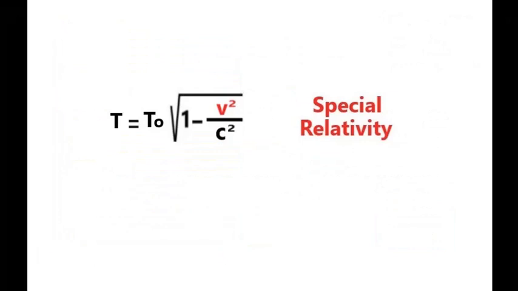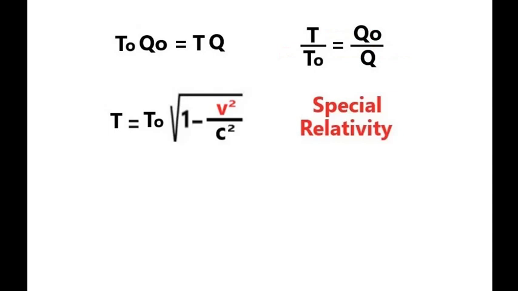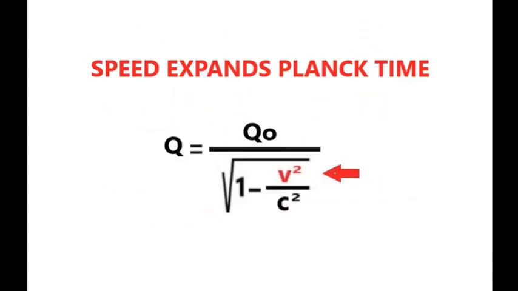Special relativity tells us that the time t of a moving clock is equal to the time t0 when it is standing still, times the square root of 1 minus the speed of the clock squared over the speed of light squared. Since 1905, this simple Albert Einstein equation has been well proven. If we take into account the law of quantum time, t over t0 equals q0 over q. And we have the other way of the formula of the law of quantum time, to calculate the own q in the moving clock. It means how much the speed expands the Planck time.